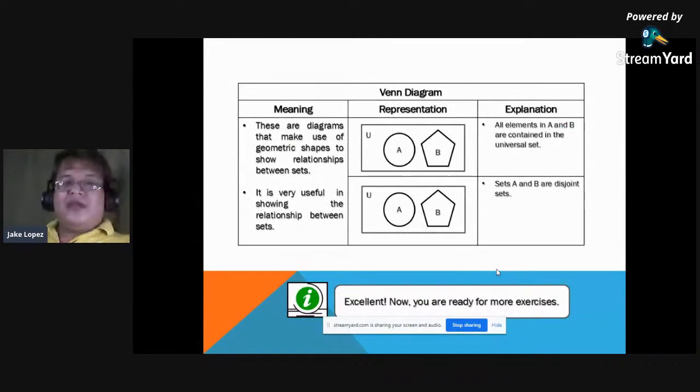Okay? So, and here we have the Venn diagram. What is the meaning? Ano ba ibig sabihin ng Venn diagram? So, these are diagrams that can make use of geometric shapes to show relationship between sets.